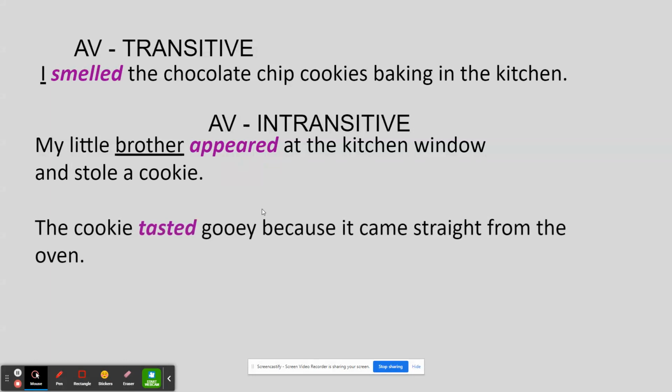In this sample, the cookie tasted gooey. Well, we have a cookie and we have the verb tasted. Now, is the cookie doing the tasting? No, the cookie is the thing that tastes gooey. So gooey is going to be your subject complement. Tasted is your linking verb.